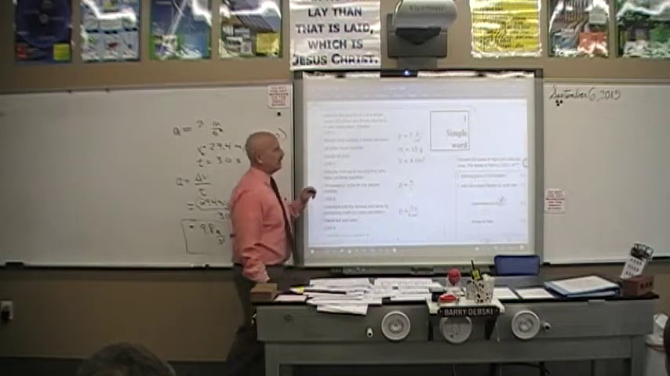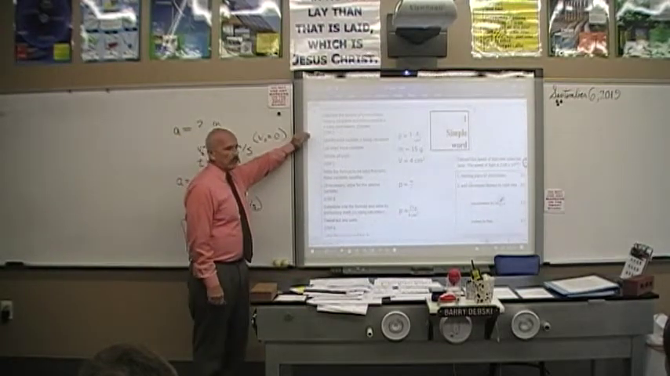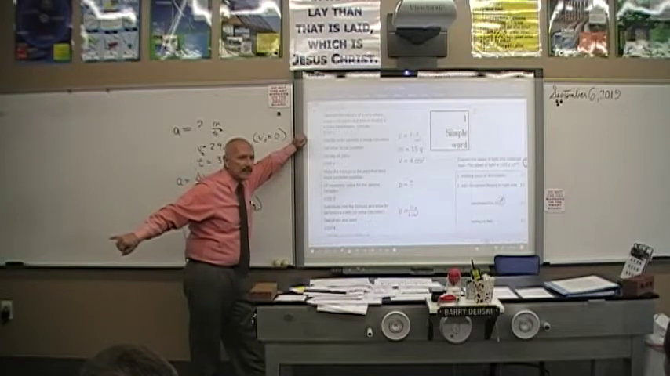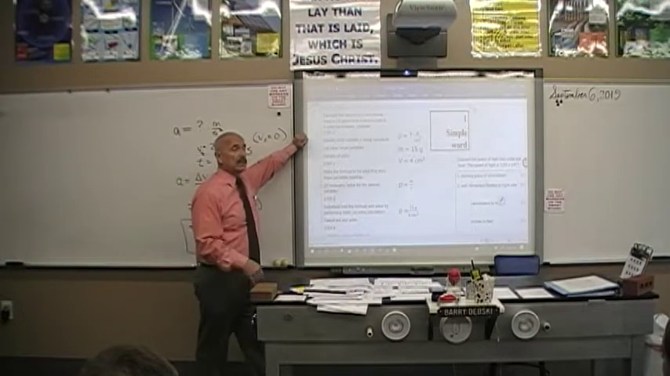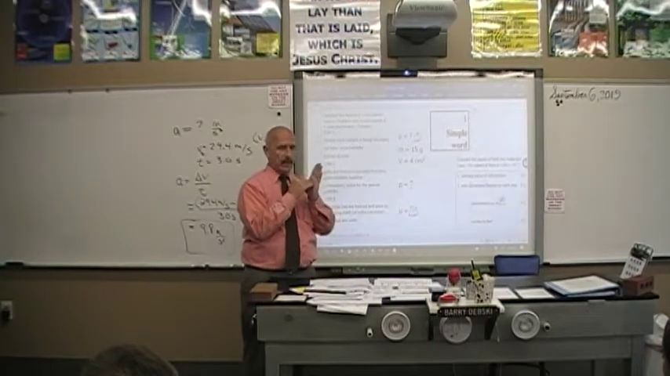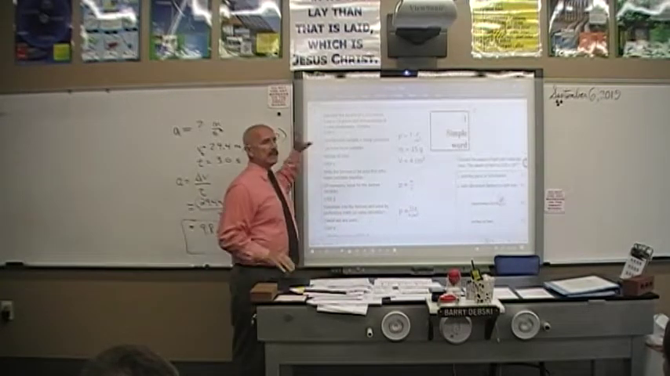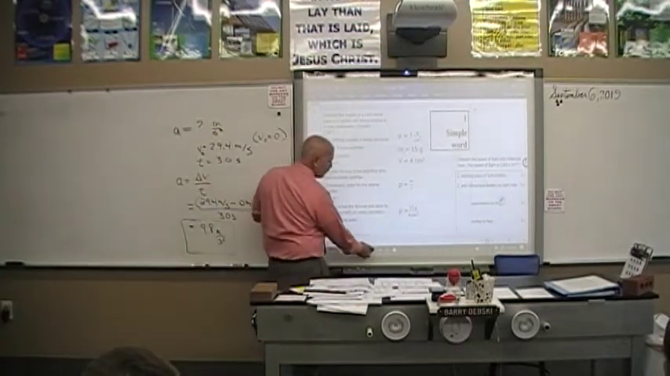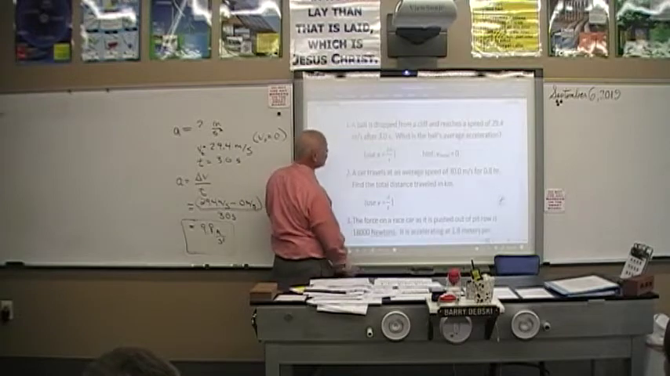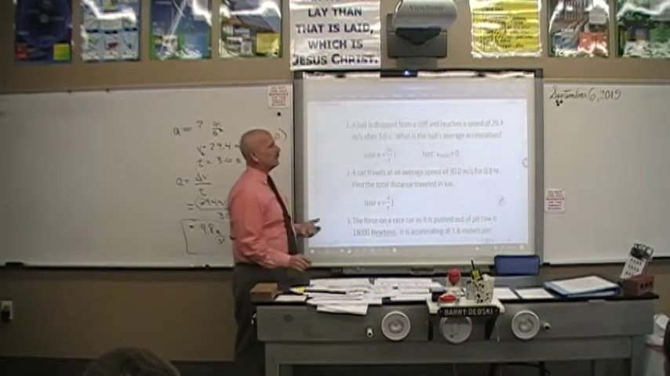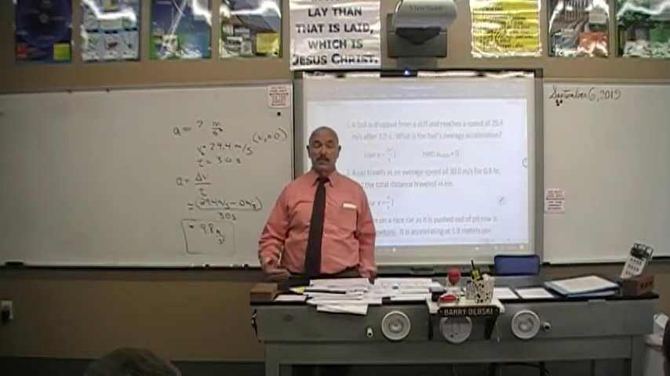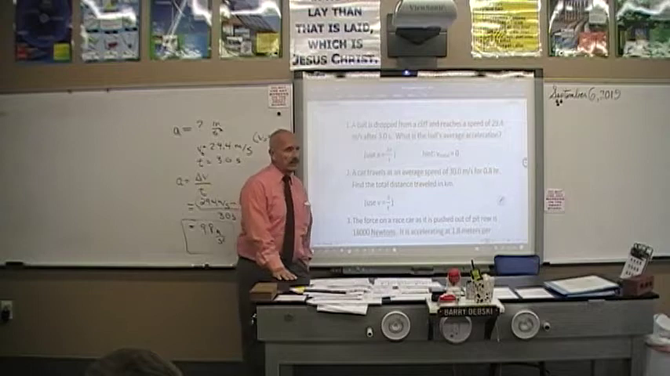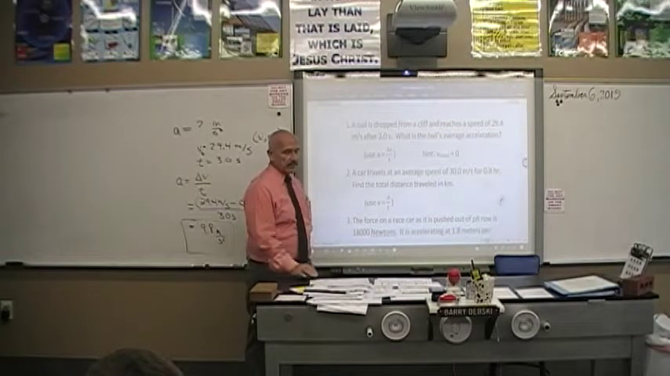I've already done it at the end of the previous period. This was problem number 1 from the sheet that you're going to be doing homework problems from tonight. It's the same sheet we used last week, but I want to see every step listed. Okay, so the goal is to use these procedures to solve these problems. The first problem on that list was number 1. A ball is dropped from a cliff and reaches a speed of 29.4 meters per second after 3 seconds. What is the ball's average acceleration? Pretty simple problem. We're going to follow the steps.